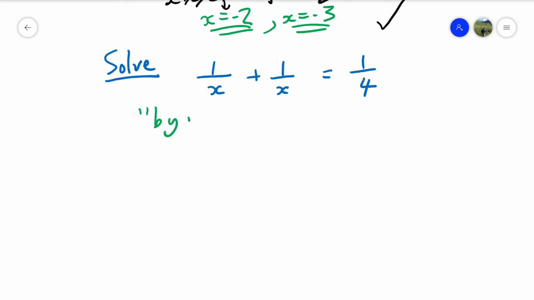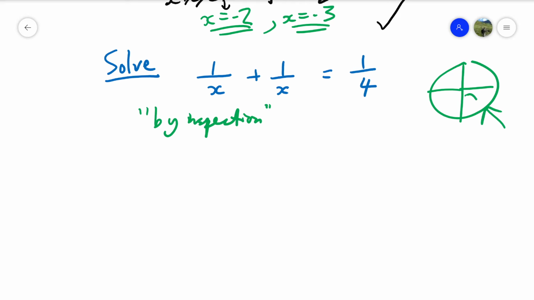I'm going to use by inspection, because I'm going to kind of predict, to make a quarter, if two things added together make a quarter, each one must be half the size. And what's half the size of a quarter? Well, that's a quarter there, and half of a quarter must be, it's obviously an eighth, so which means x must be 8. Boom, there you go. That works. Maybe you do it another way.